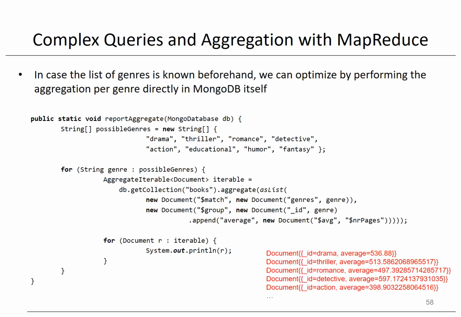If the list of genres is known beforehand, we can also optimize this query somewhat by performing the aggregation per genre directly in MongoDB itself, as you can see here. This produces a similar output as you can see illustrated.